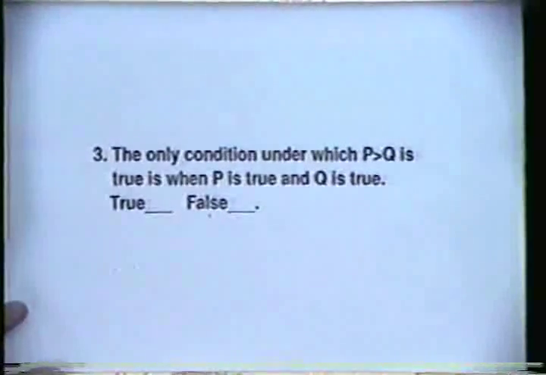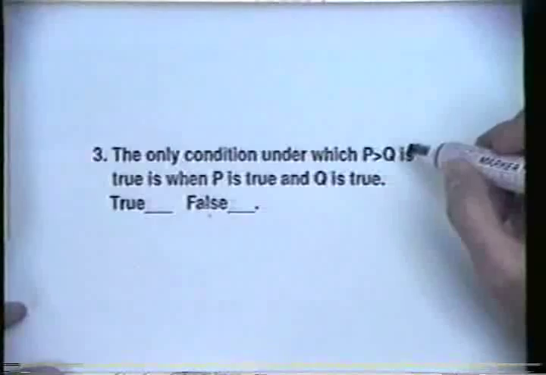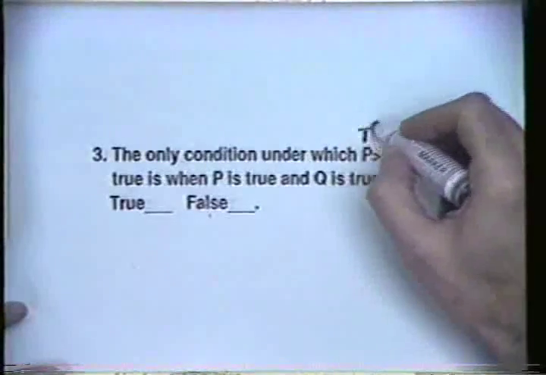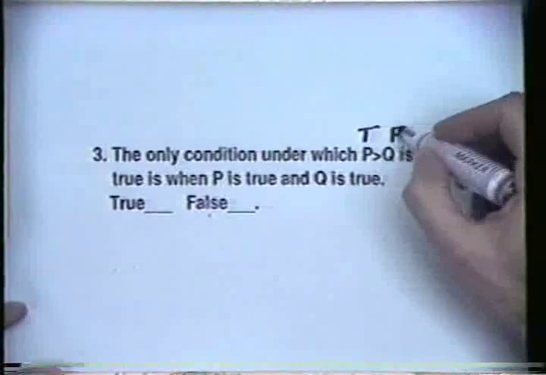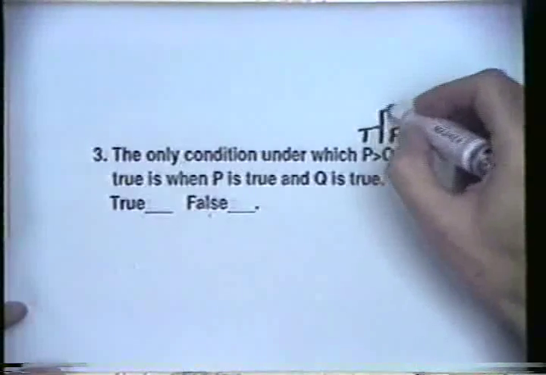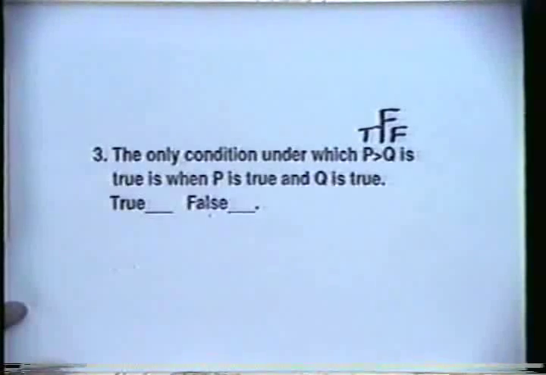Okay, number 3. The only condition under which P hooks Q is true is when P is true and Q is true. Is that right? Well, in order to answer this, of course, you need to think about the truth conditions for the symbol, the hook, the symbol for the conditional. You should remember that that conditional is false just in the case where P is true and Q is false. That makes the entire conditional false. Every other arrangement of truth values for P and Q renders the conditional true.